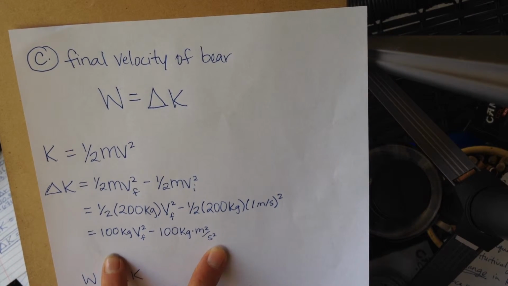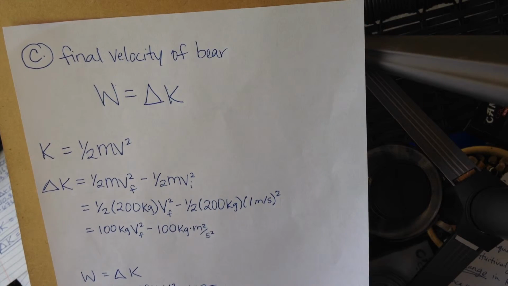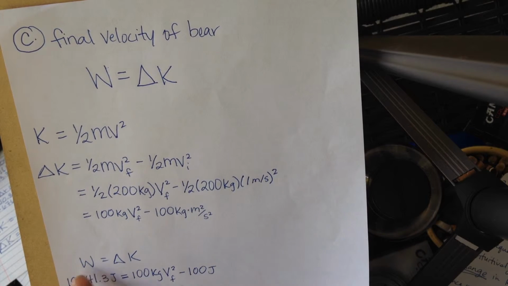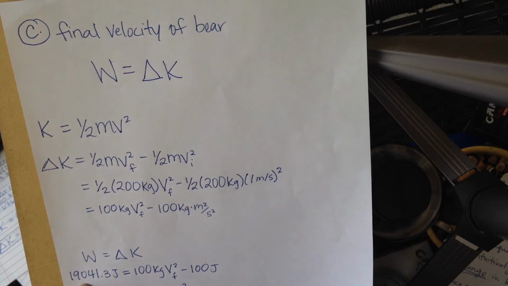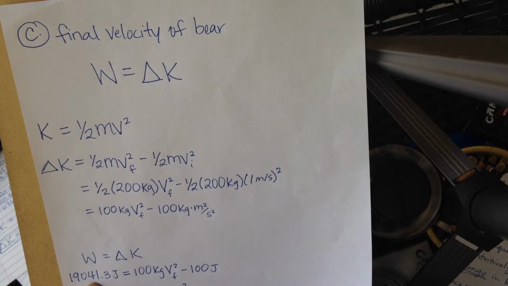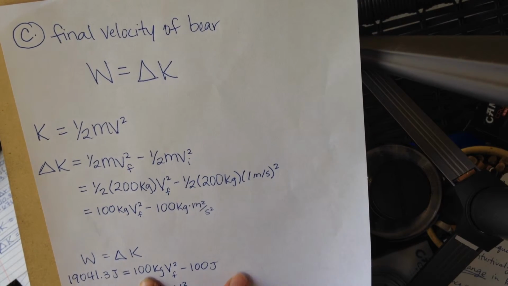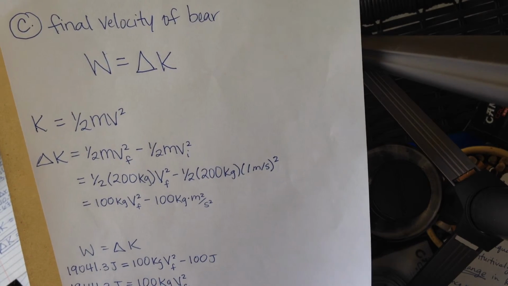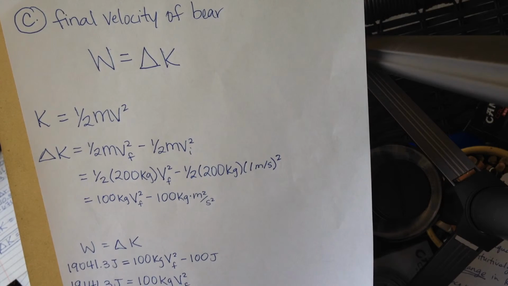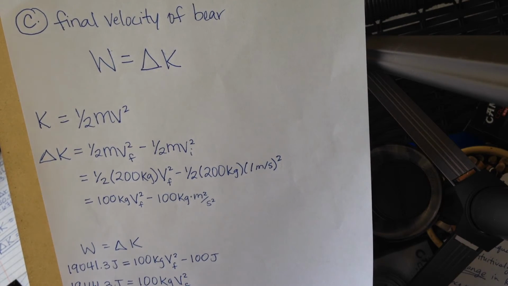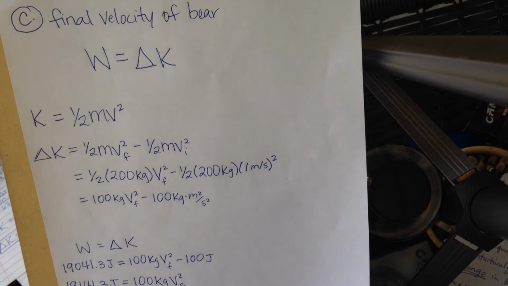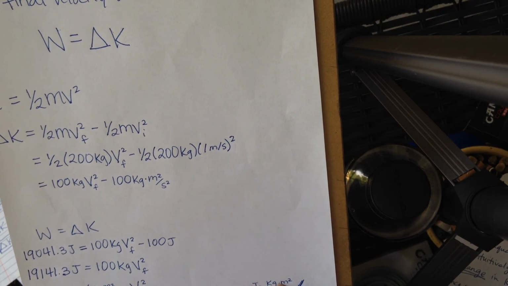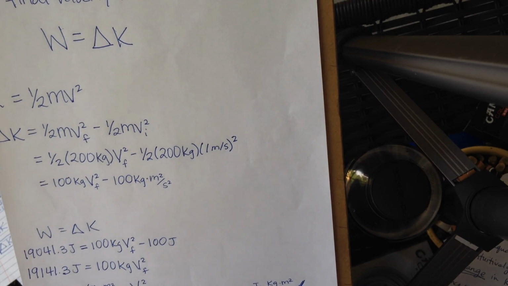And so now that we have this equation for delta K that helps us find the bear's final velocity, we can set it equal to what we found our total work to be, which in our case was 19,041.3 joules. We set it equal to this equation, and we solve for the final velocity. And it's going to come out to approximately 13.84 meters per second. And this is the unit of measurement that we want. So a good way is to keep track of all your units, and if they cancel out properly, then you know you're doing it right.